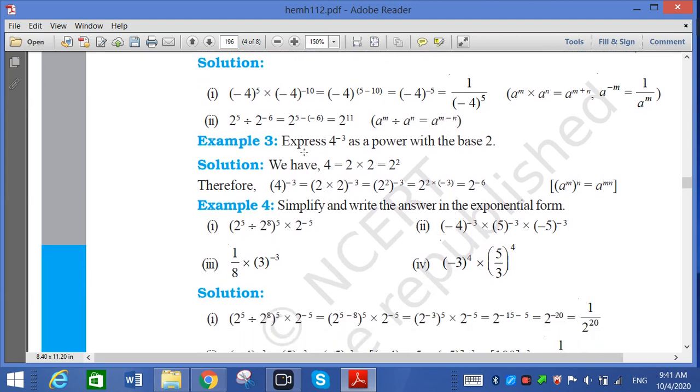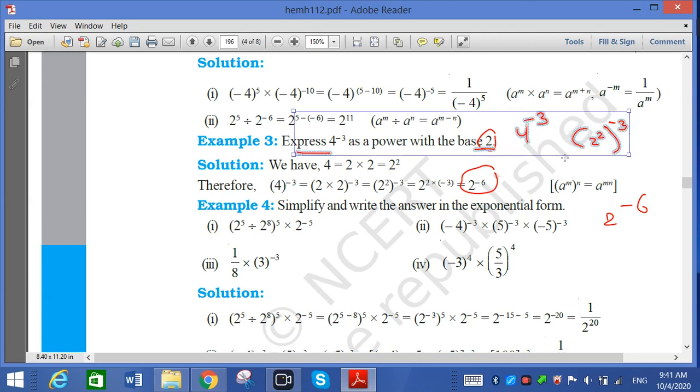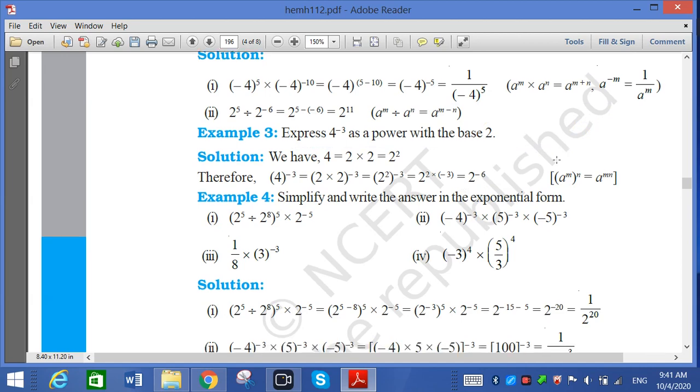Question number 3, it is easy. Express 4 the power minus 3 in base 2. So what do I have to write? 4 is 2 the power 2. For 4 the power minus 3, we have to convert into base 2. So 4 means 2 the power 2. Now power of power is multiplication, that is 2 the power minus 6. Again, instead of 4 I have to write 2 the power 2, because in the question they ask to convert it to base 2.